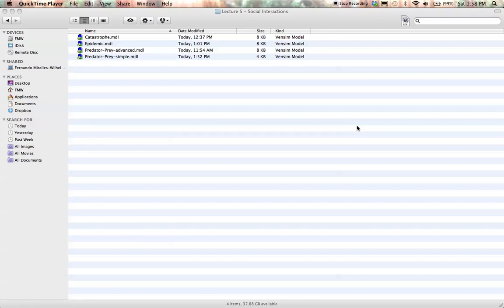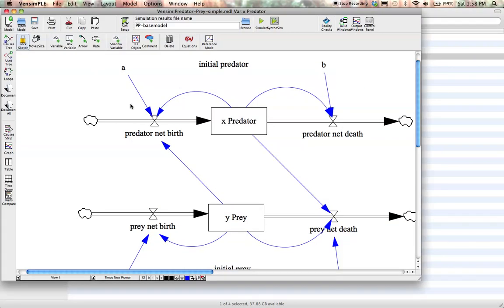Okay, in this lecture we're going to look at four Vensim models: two models for predator-prey, one simple, one advanced, a model for epidemics and a model for catastrophe. So I'm going to start by looking at the very first one, the predator-prey simple model, which is the one that was covered in the lectures in class.